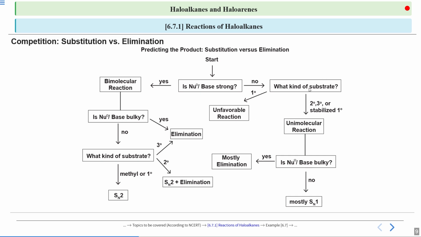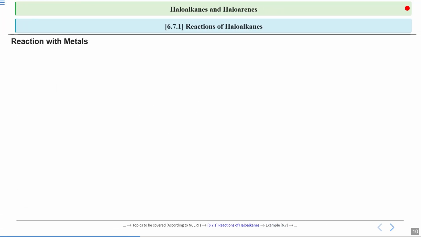So this is the full flow chart where you can understand that if you are focusing on your nucleophile, if it is a reaction between the substrate and your base, then you can predict the product, whether the reaction mechanism is going to be elimination, SN2 or SN1. You can also predict whether the reaction will happen in one step or two steps, using this flow chart. I hope you have understood that flow chart. If not, you can go through it again and you will definitely understand it.